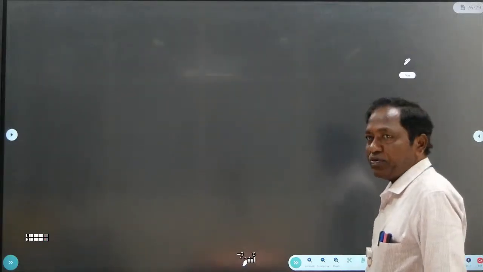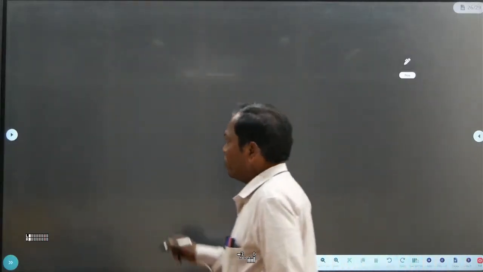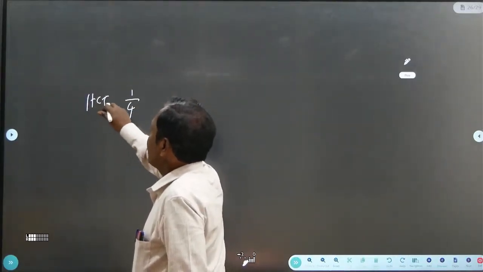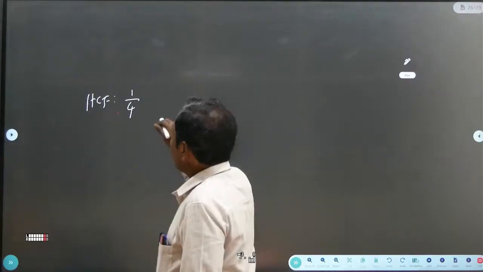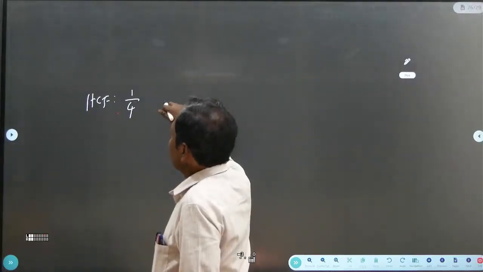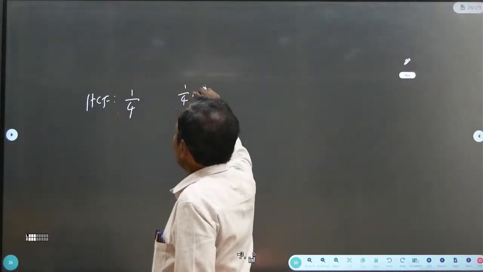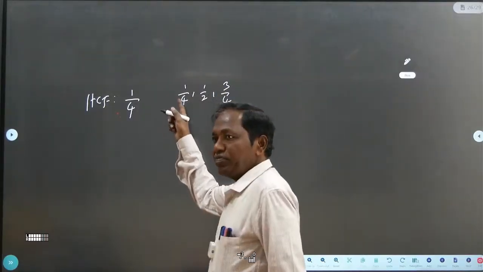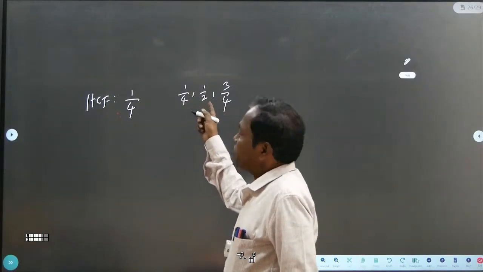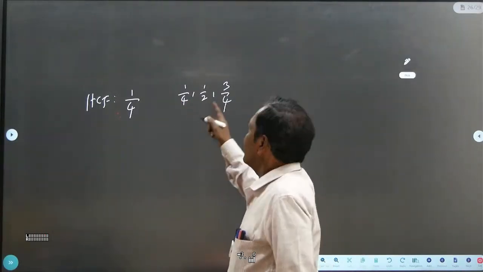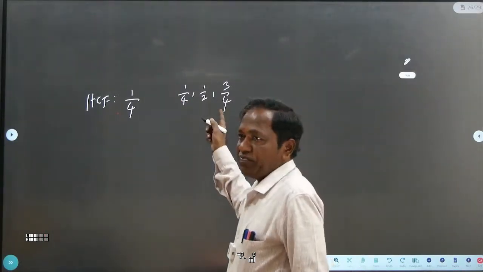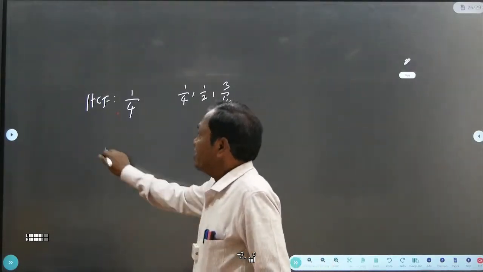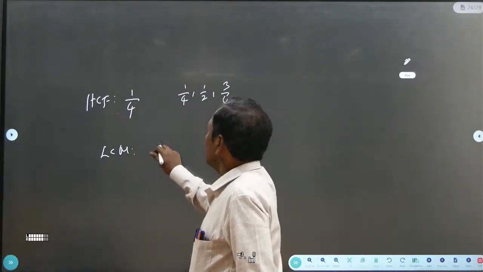Only the principal rule is what? See, for example, we have 1 by 4. HCF is 1 by 4 here. For which numbers? Numbers like 1 by 4, 1 by 2, 3 by 4. 1 by 4 is divisible by 1 by 4. 1 by 2 is also divisible by 1 by 4. 3 by 4 is also divisible by 1 by 4, or multiples of 1 by 4. Matching rule. If you take the LCM of these three numbers, what will be the LCM?